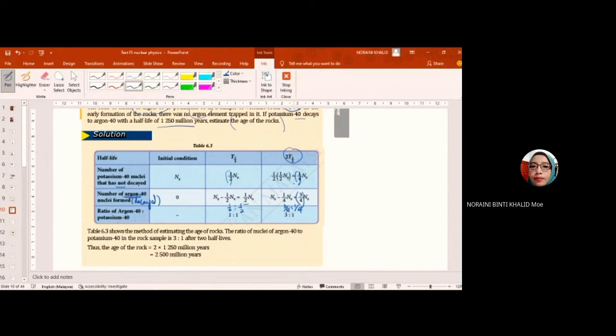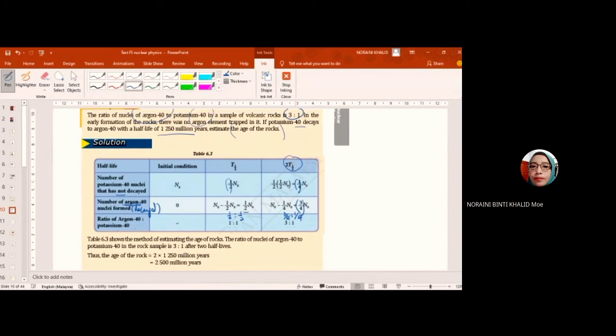Okay, so now we get what we want here. The ratio is 3 to 1. So the time taken is 2 half-lives for the ratio to become 3 to 1. One half-life is 1250 million years. So the age of the rock is equal to 2 half-lives, so 2 times 1250 million years. So we get the age of the rock, 2500 million years.